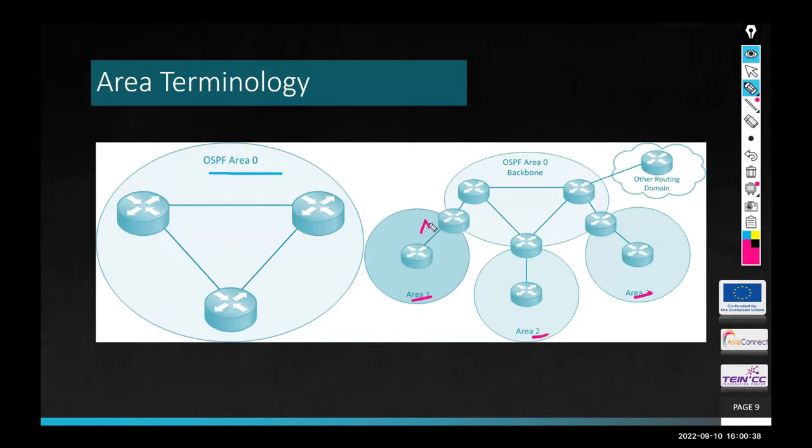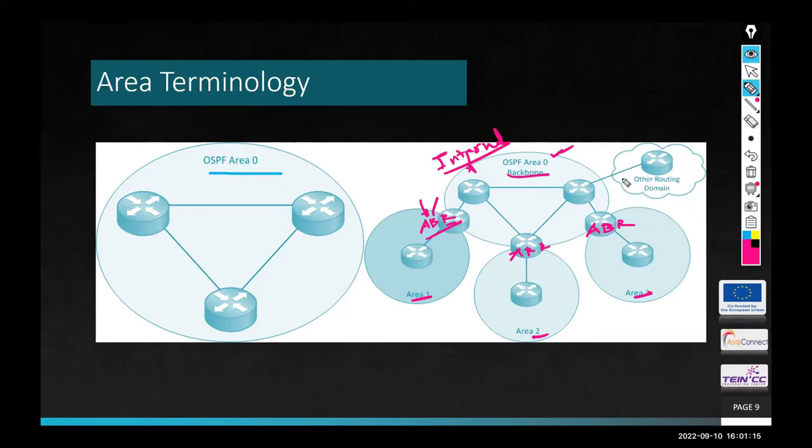That is called ABR, area border router. That means the area border router will connect the other areas to the backbone area. Here you will find three ABRs: area border router, area border router, and area border router. The other routers are called internal routers, when the router belongs to the backbone area, or area zero.